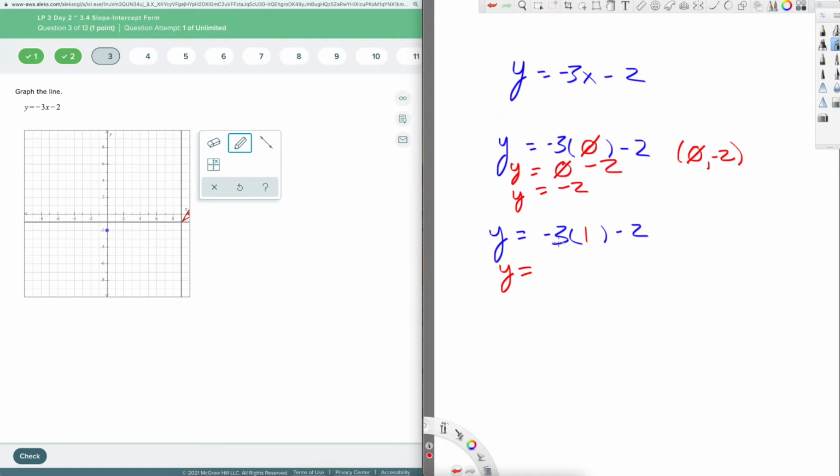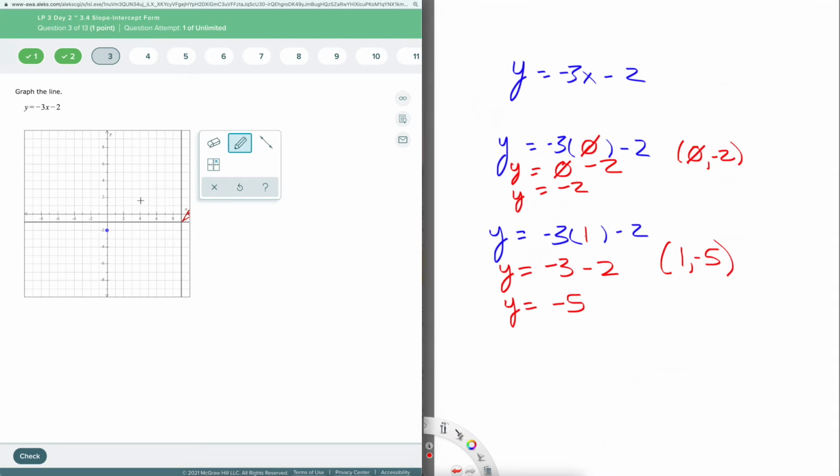All right, and then I'm going to come over here and go y equals, so negative 3 times 1 is negative 3, minus 2 just comes down. Negative 3 minus 2 is negative 5. So this coordinate, I chose 1 for x. When x is 1, y is negative 5. So there's my second coordinate. So I'm going to go back to 0, 0, and I'm going to go over 1, positive 1, and then down 5.